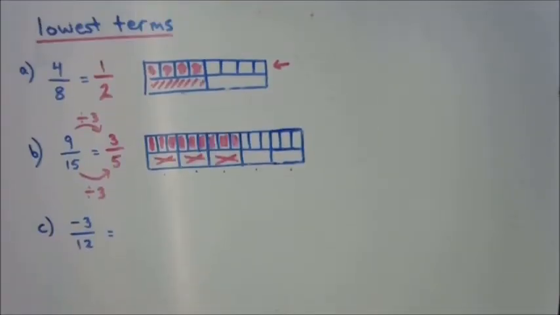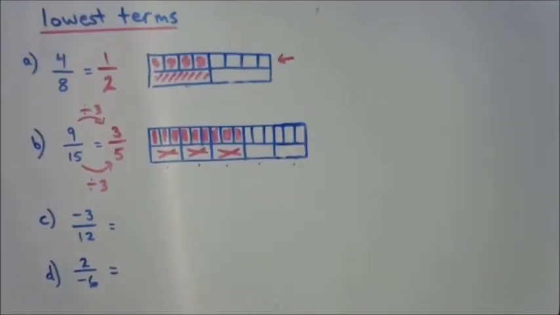The problem in C gives us a negative rational number, a negative 3 over 12. Well, figuring it out is the exact same. You just need to remember to put a negative in front of your lowest terms form of negative 3 over 12. D might look a little bit tricky to you. In your head, you might be able to say, okay, 2 over 6. I know that the numeric part of that, the value of that, is 1 over 3, but I don't know if it should be positive or negative.